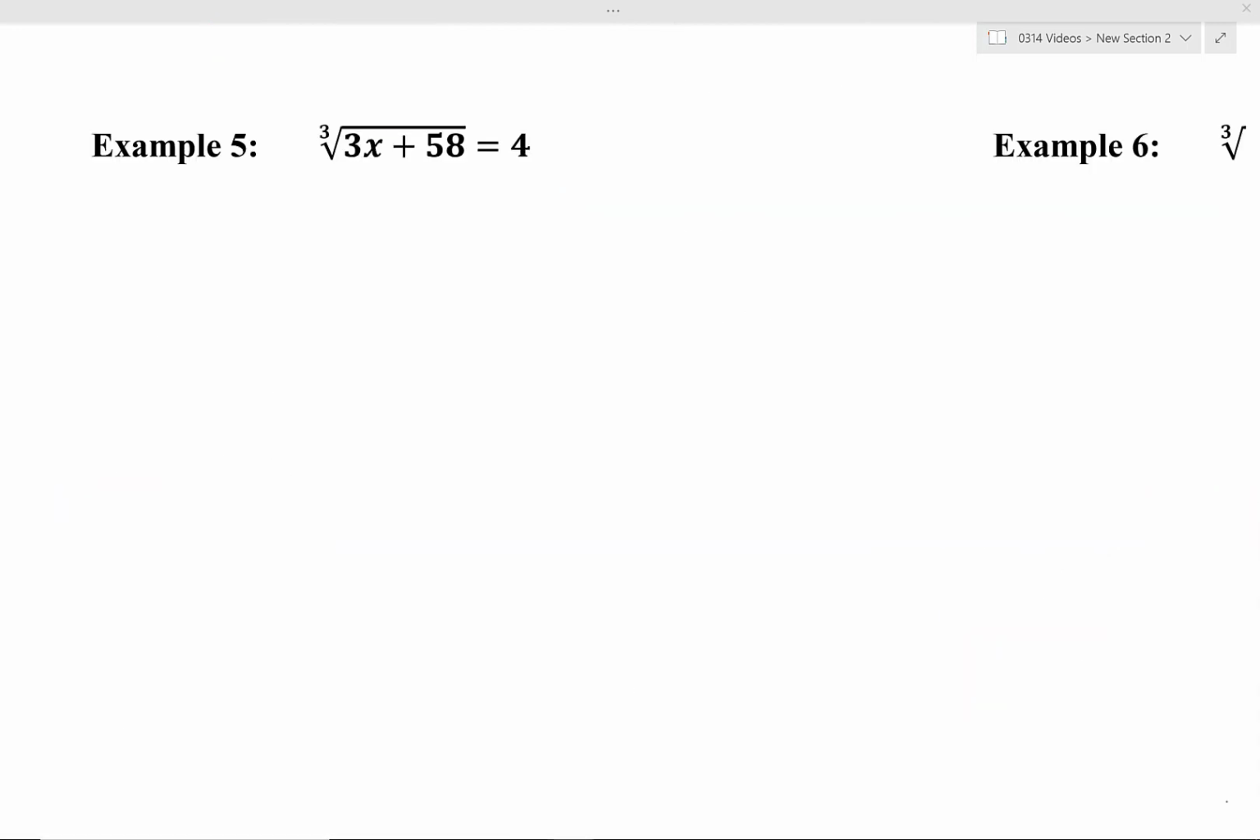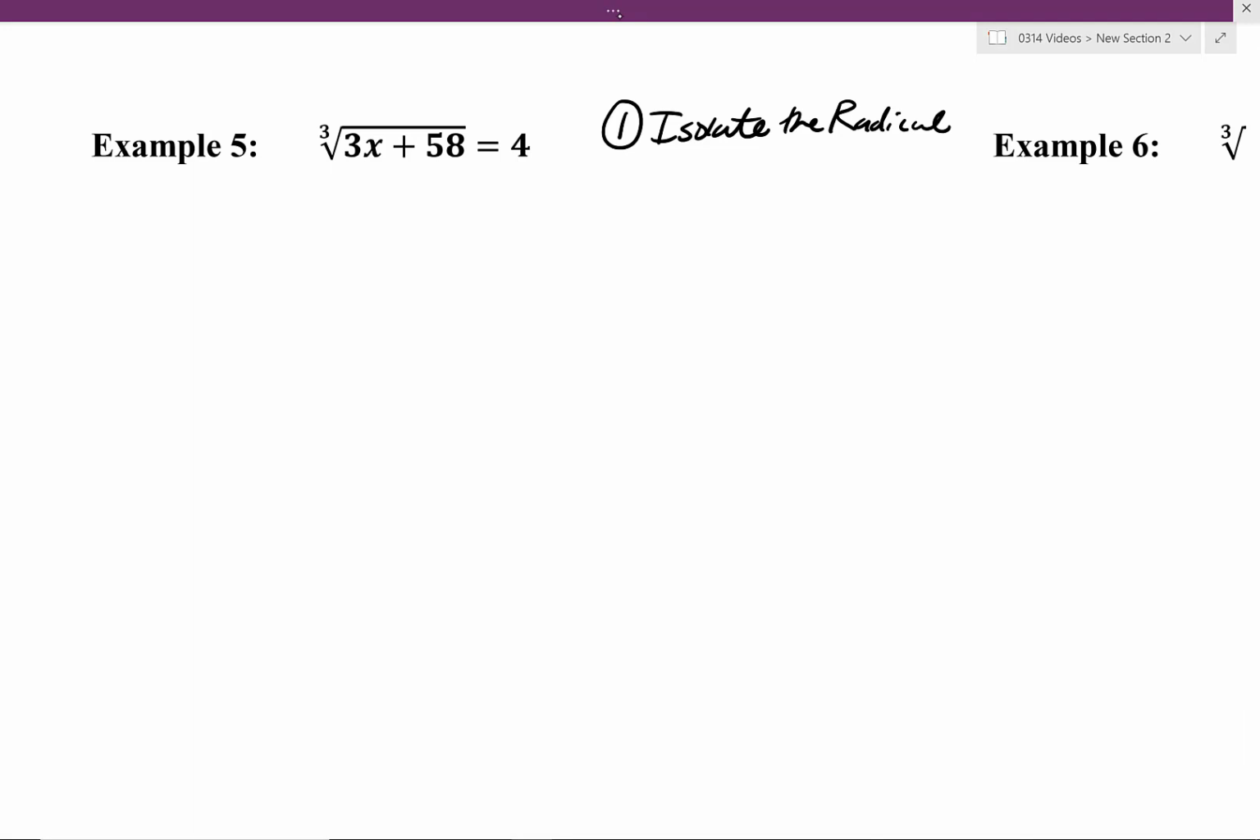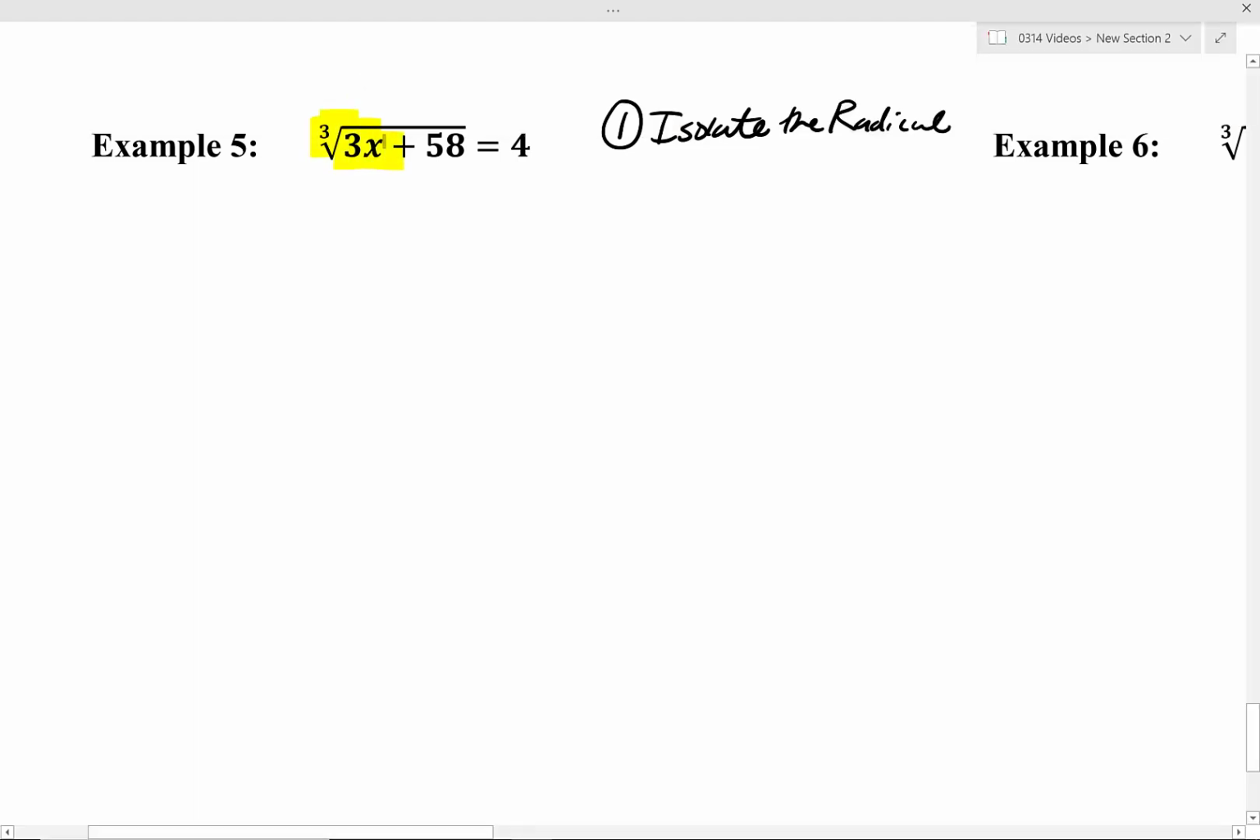All right, for example 5, we want to solve this radical equation. And our first step is to isolate the radical. All right, here we have our radical. This time we have a cube root. So we have the cube root of 3x plus 58. So we're going to highlight the radical and everything underneath it. I see that there's nothing in front of the radical and there's nothing behind the radical on that left-hand side. So isolating the radical, we already have that step done for us.